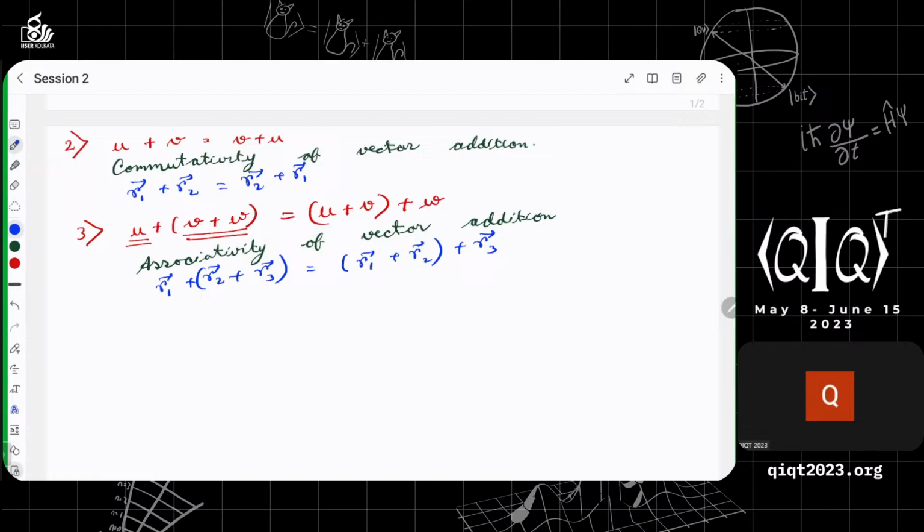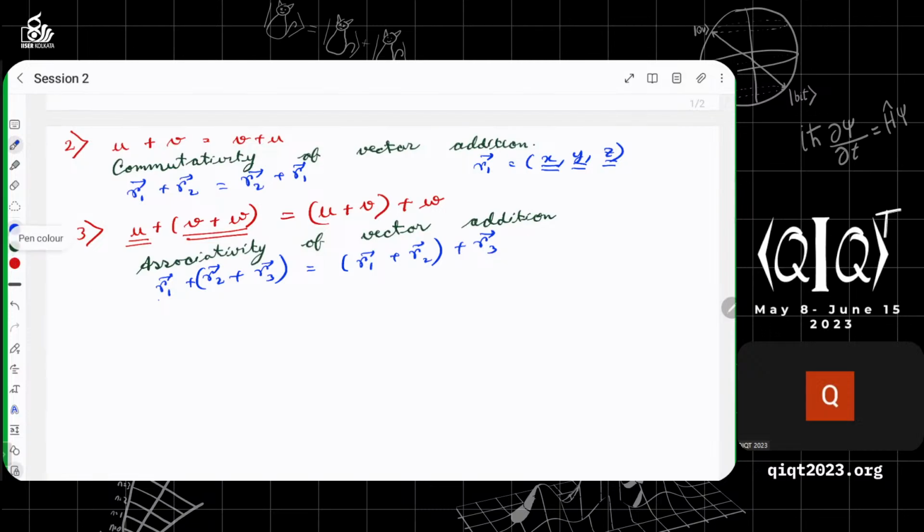So if you remember, an R3 vector is nothing but a tuple of real numbers, right? So X, Y, Z, something like that. So since the individual elements are commuting under addition, so the real numbers are commuting and associative under addition, the entire vector which is formed out of them is commutative under addition and associative under addition.